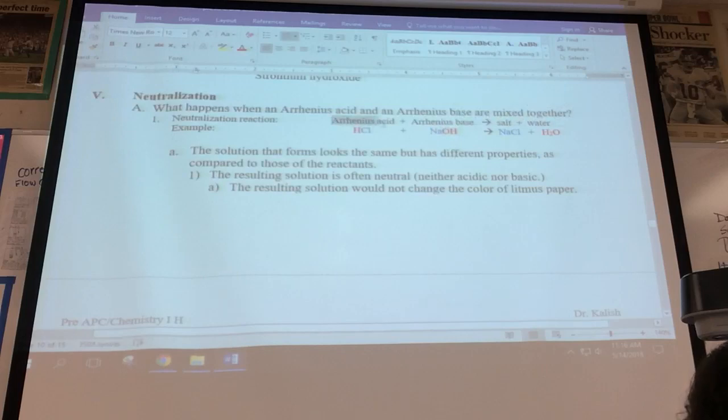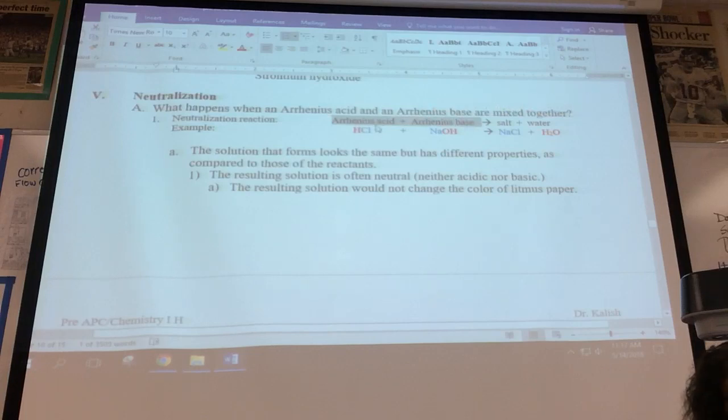When you react an Arrhenius acid with an Arrhenius base, you always get a salt that's going to come from the insides, and water. So these are double replacement reactions where you put the outsides together and the insides. Your products will always be salt and water. The salt has different properties than the Arrhenius acid or the Arrhenius base.